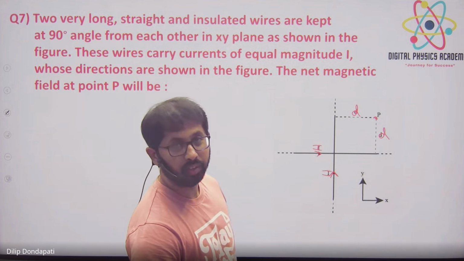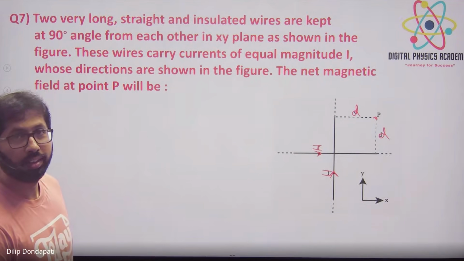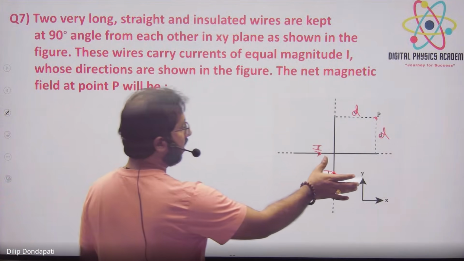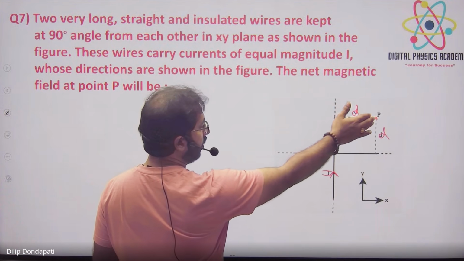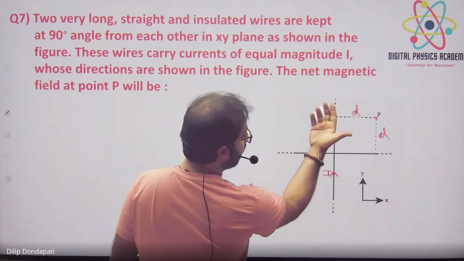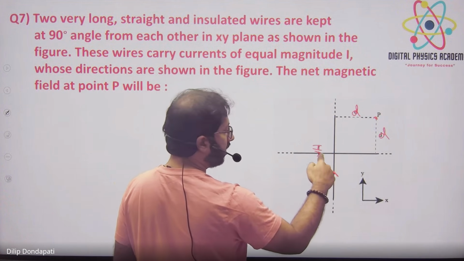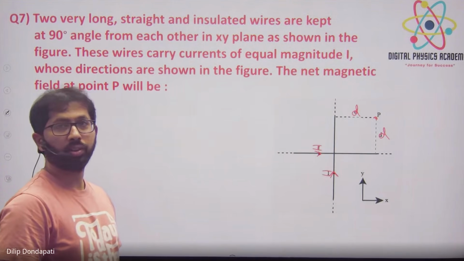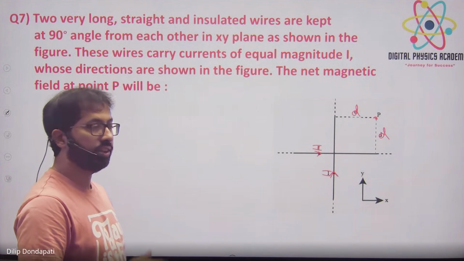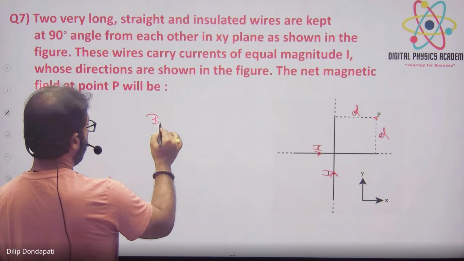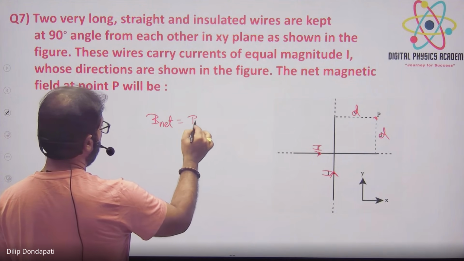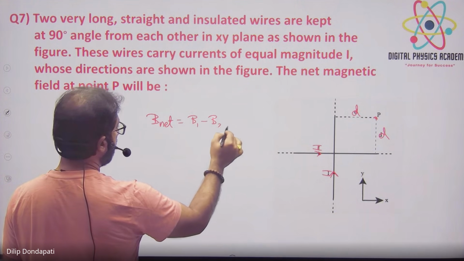Sir, 0. Yeah, 0. Because first current carrying wire से magnetic field is inwards. Second current carrying wire से magnetic field is outwards. Same distance है, same current से magnetic field will be same. So net magnetic field is B1 minus B2, which is 0. दोनों same magnetic field आएगा, 0.